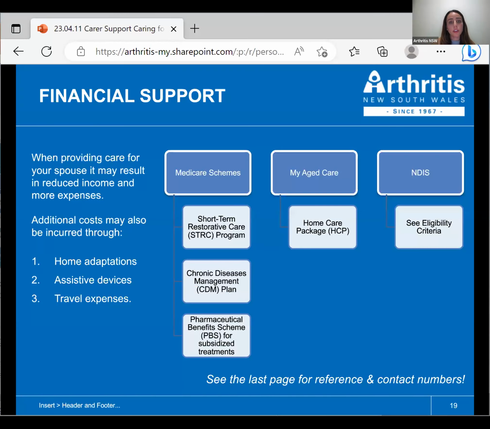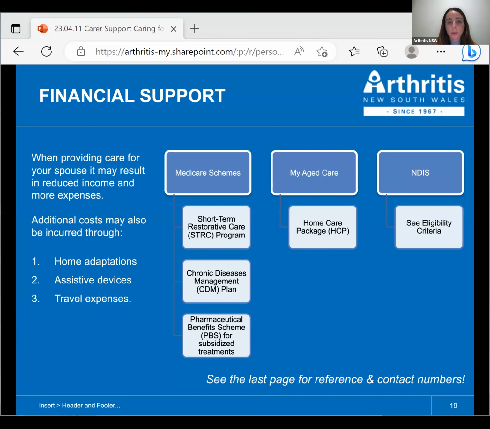So when you are providing care for, say, your spouse, it might result in reduced income, maybe more expenses. Here are some of the schemes we have in Australia, which you or your person living with arthritis might be eligible for. If you're an Australian citizen or a permanent resident, you should all have access to Medicare. And so this is where the following schemes might be of interest to you.